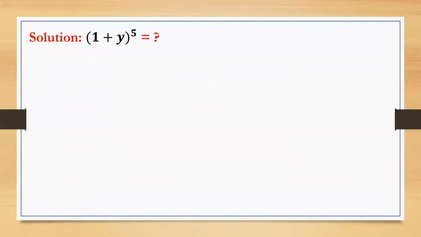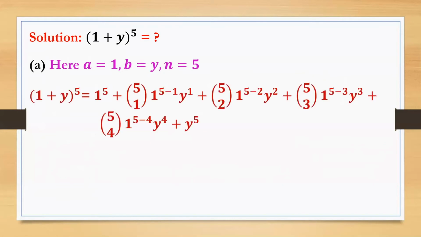We just have to replace in the formula. So here a is 1, b is going to be equal to y, and n is equal to 5. So replacing in the formula and simplifying will give me (1 + y)^5 equal to 1 + 5y + 10y^2 + 10y^3 + 5y^4 + y^5.